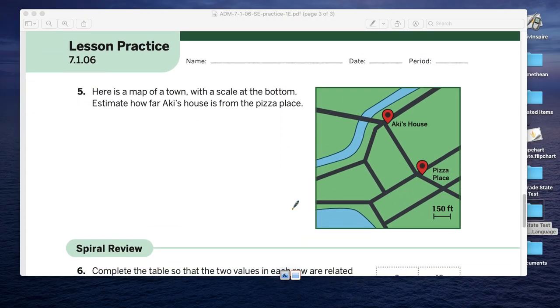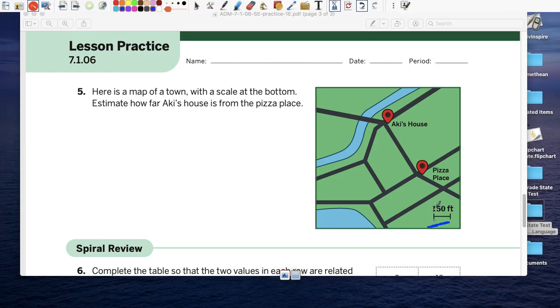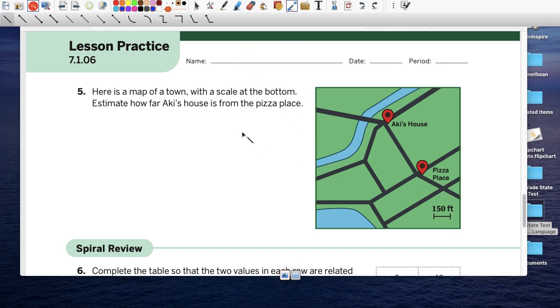Practice. Okay, so you would have a ruler or something to measure. There's a scale right here. They're saying that this distance on the map, this distance right here, is equal to 150 feet in real life. So let me see if I can get a ruler, because then I'll be able to move it. No, not that one. So I'm making that line. Hopefully that's about the same.